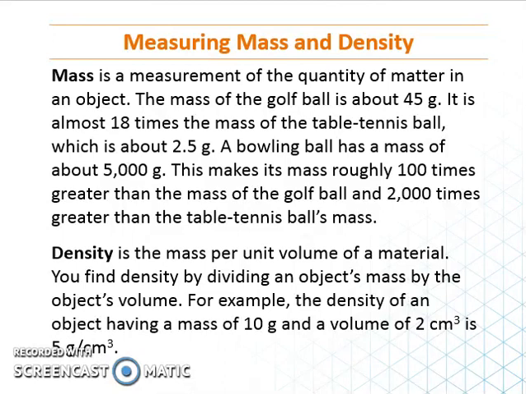Density is the mass per unit volume of a material. You find density by dividing an object's mass by the object's volume. For example, the density of an object having a mass of 10 grams and a volume of 2 cubic centimeters is 5 grams per cubic centimeter. Now listen, we're not going to go heavy in math with this first chapter, but I guarantee you we will be doing a lot of math with formulas by the end of this semester and then throughout the rest of the year. That way everybody has a chance to catch up and be on the same page where math is concerned. So these things you need to memorize, and a lot of them are throwback from middle school.